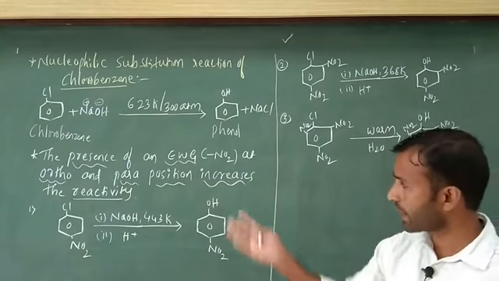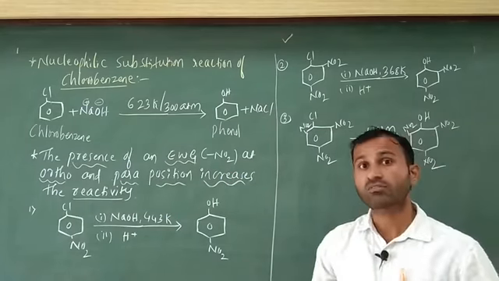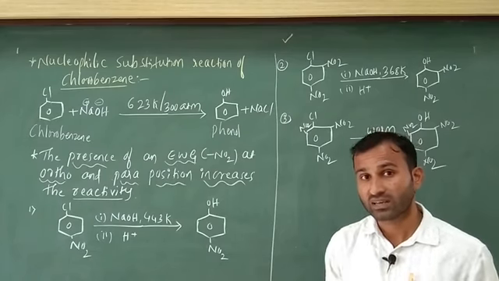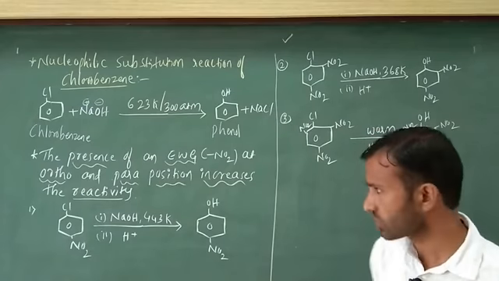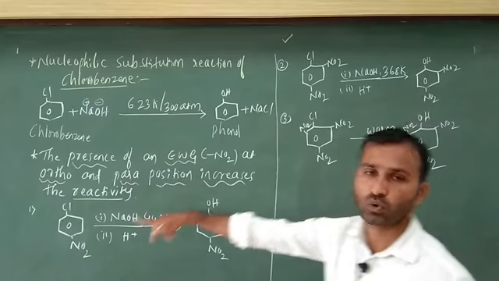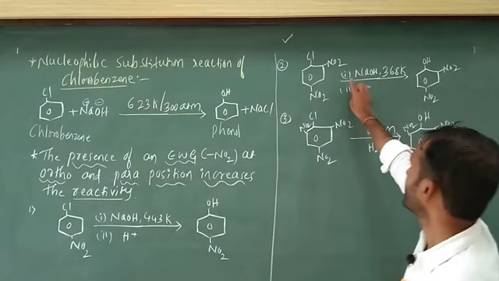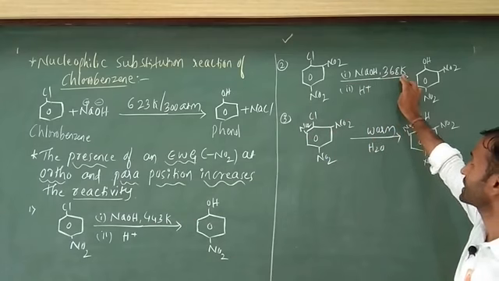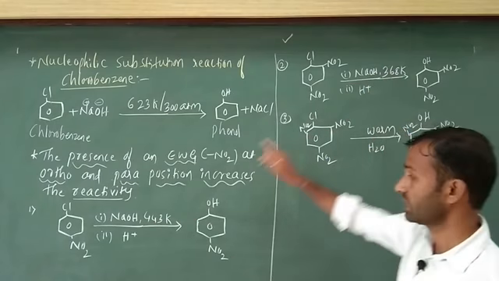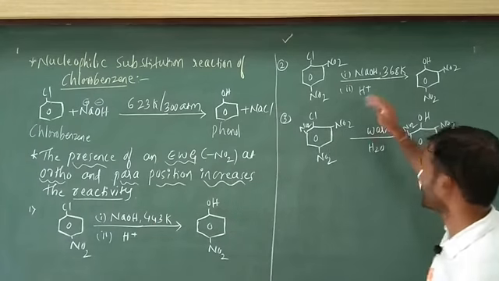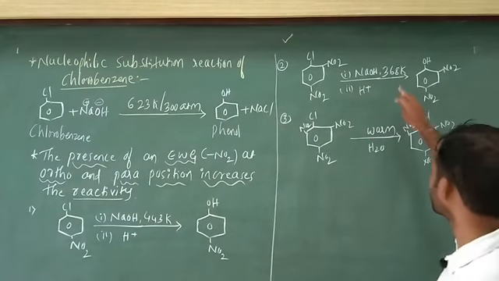If you want, you can add one more point: the more electron withdrawing groups present on the haloarene, automatically the reactivity is going to increase. In this case there are two NO2 groups, and in the earlier case only one NO2 group. First NaOH, they maintain a lower temperature, 368 Kelvin. Next is H plus. In the earlier case the temperature was 443 Kelvin, but in this case the temperature is less, only 368.